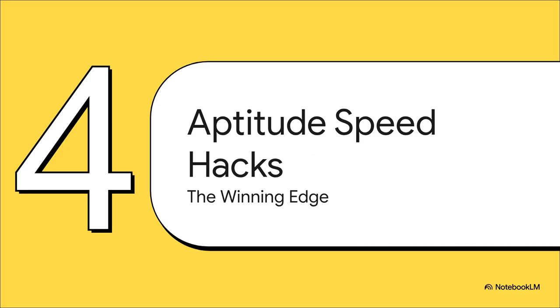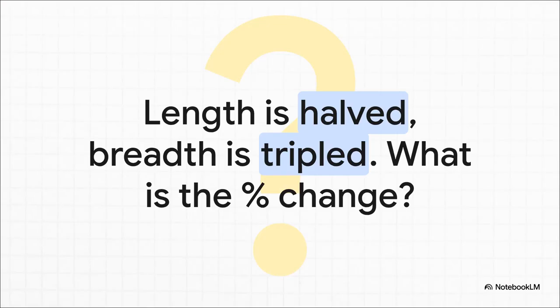Now, in a timed test, knowing the right answer isn't always enough. You've got to be fast. So let's look at a common problem type and a speed hack that will give you that winning edge. Here's the question. You have a rectangle. You chop its length in half, but you triple its breadth. What's the percentage change to its total area?